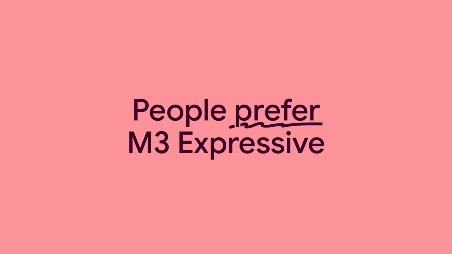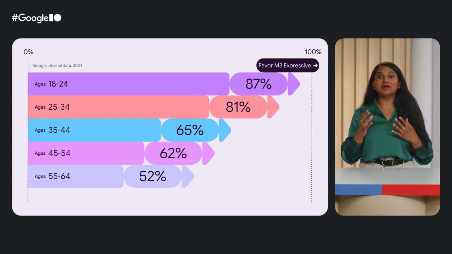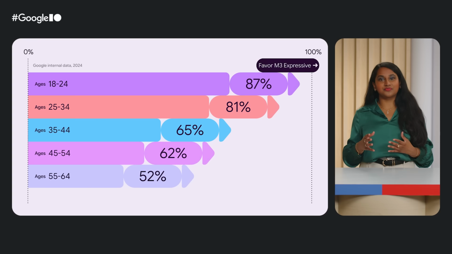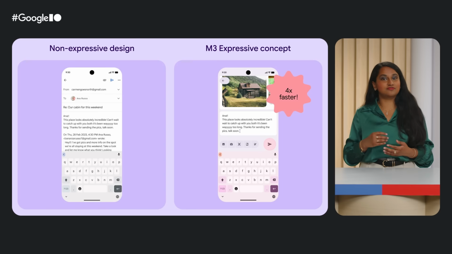People prefer M3 expressive designs and are more likely to want to switch to a product using these components and techniques. And get this, that preference is particularly strong, up to 87%, among 18 to 24-year-olds. Across all age groups, expressive design is favored. We also found that expressive products are more usable. Participants spotted key UI elements up to 4 times faster than in non-expressive screens.